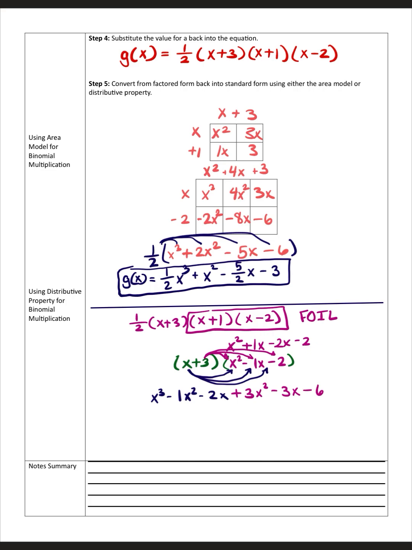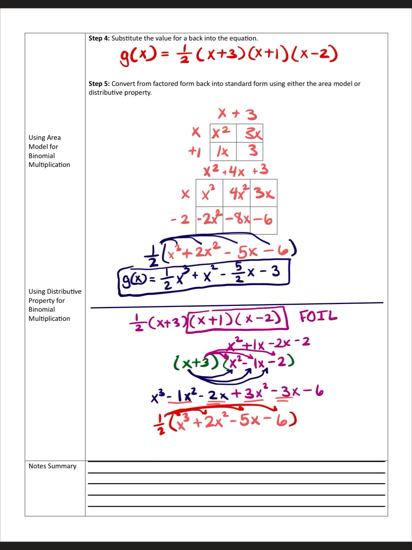Now I can combine like terms. So I will have x cubed. Then my negative 1x squared and my 3x squared, well, those two would combine to positive 2x squared. My negative 2x and my negative 3x would combine to negative 5x. And then I'm just left with negative 6. But can't forget about that a. So I now have to distribute this 1/2 to each of them. So 1/2 is going to be distributed to each term in the cubic.